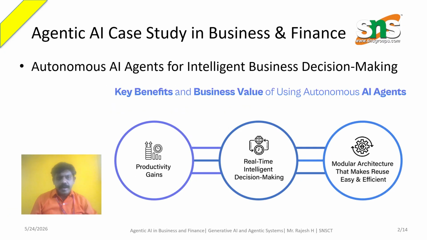As you know well, autonomous AI agents are highly beneficial for the business in terms of decision making, and it improves the productivity, revenue and profit through intelligent decision making. So here we discuss the case study in both verticals, business and, exclusively, finance. The key benefits and business value of using these autonomous AI agents are productivity gains and intelligent decision making in real-time business, and it creates a modular architecture which is reusable, efficient and easier to follow.